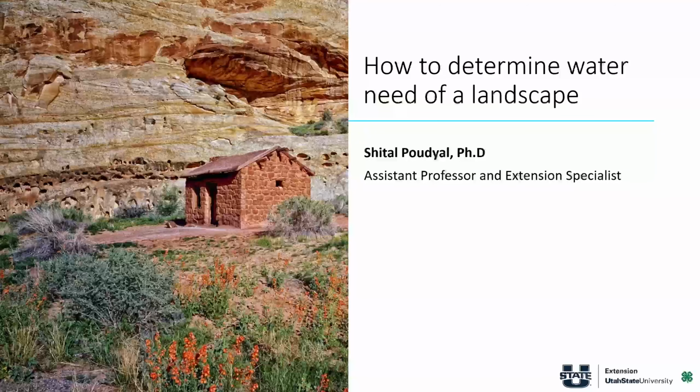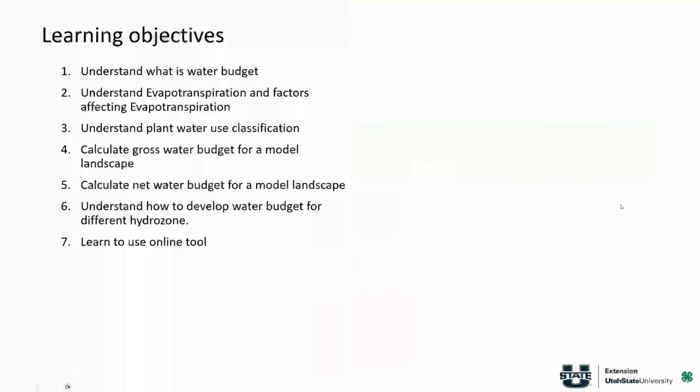And we are going to talk about a very important topic today: how to determine the water need of a landscape. The learning objectives for today are understanding what a water budget, or the water need of a landscape, is; understanding evapotranspiration and the factors affecting it; and understanding plant water use classification.